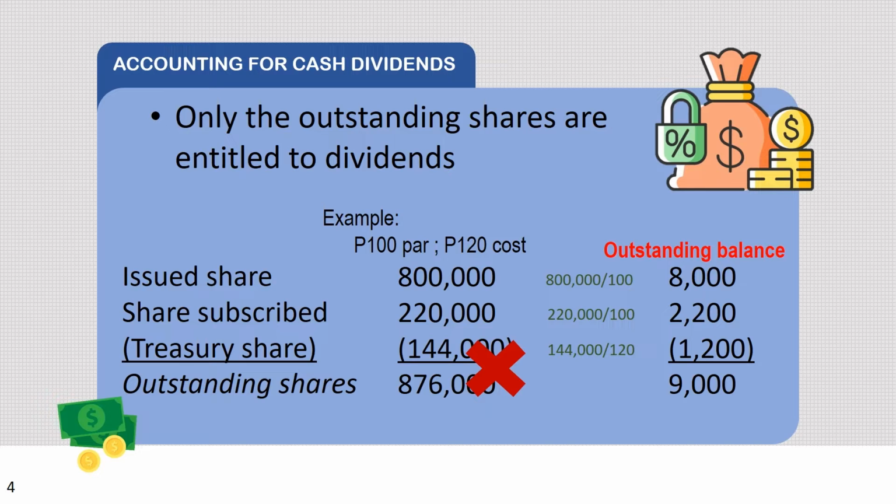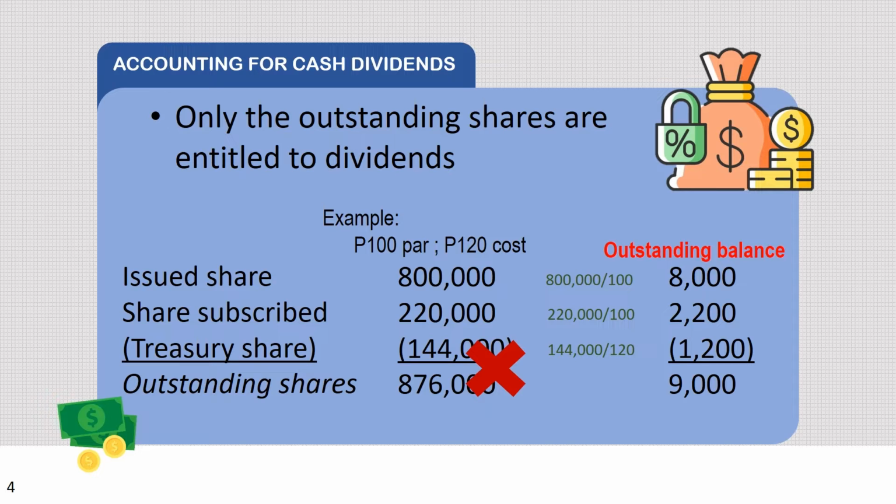Because para malaman natin yung outstanding share, kailangan alamin muna natin yung outstanding balances ng tatlo. And how do we compute? Yung issued share and yung share subscribed will be divided by the par value, which is 100 peso, while the treasury share will be divided by the cost of 120 to find its outstanding balance. Then yun na yung amount na gagamitin nyo to compute for outstanding shares.